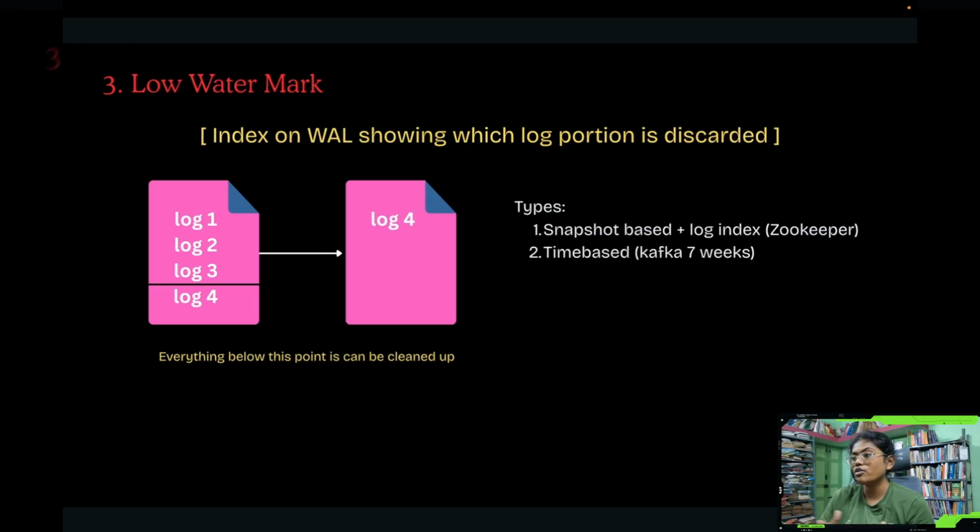There are two types which are widely used. First is snapshot based, which is used by Zookeeper, where each of the snapshots and the log index will be stored on the log file, and after a period of time the older snapshots can be safely discarded. In Kafka, these append log files will be stored based on time frames. They will be stored on the disk for up to 7 weeks and then discarded.